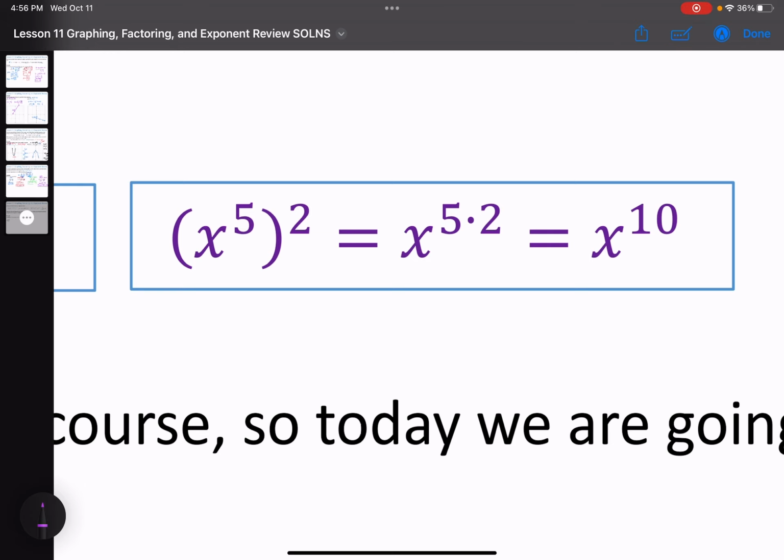If you have a power raised to a power, an exponent raised to another exponent, you can multiply these values. You can multiply these two together, and you get x to the power of 10.